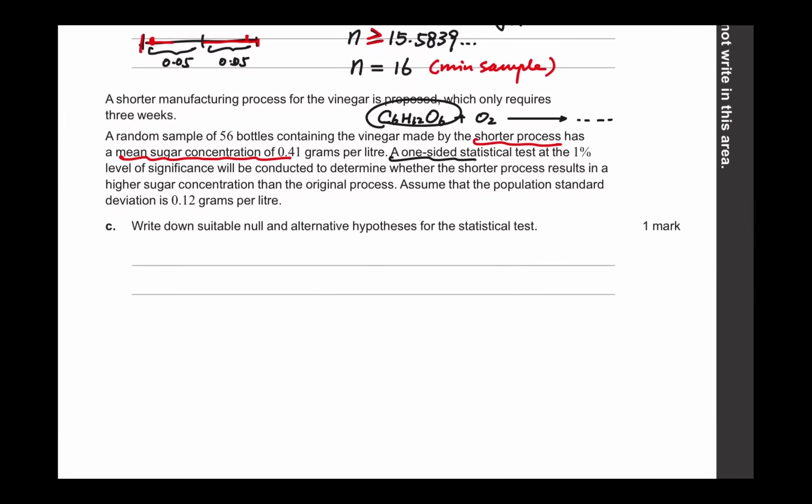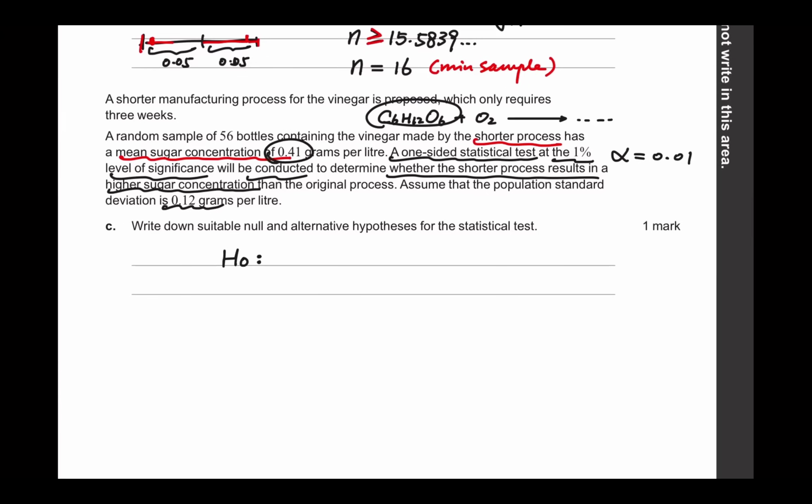A one-sided statistical test at a 1% level of significance will be conducted, okay? Alpha equals to 0.01. Whether the shorter process results in a higher sugar concentration than the original process. Assume the standard deviation is still 0.12. Suitable null and alternate hypothesis.